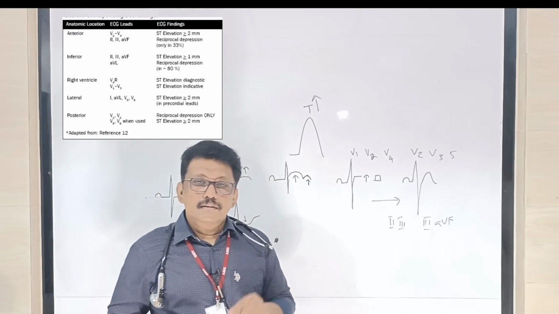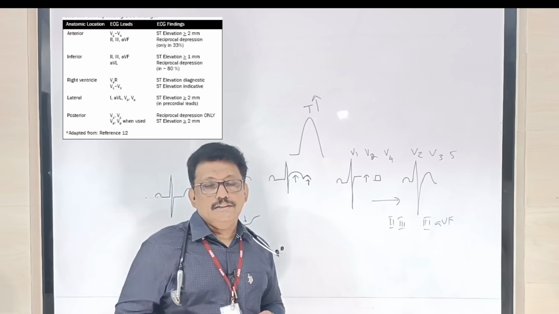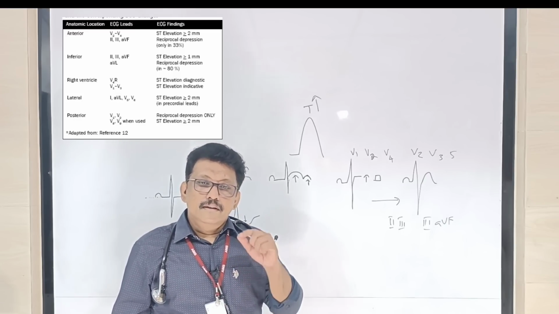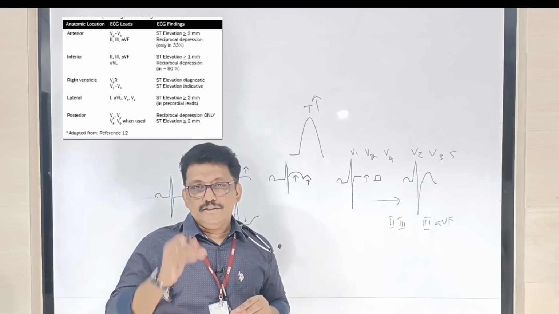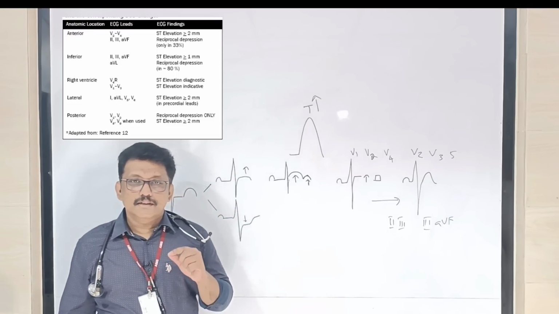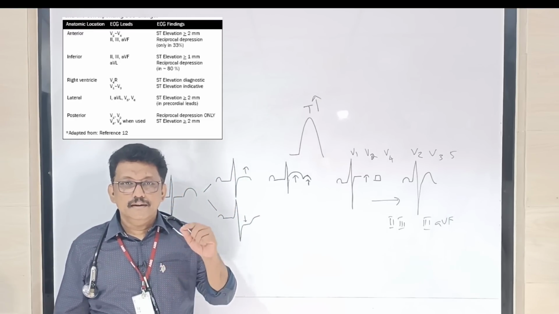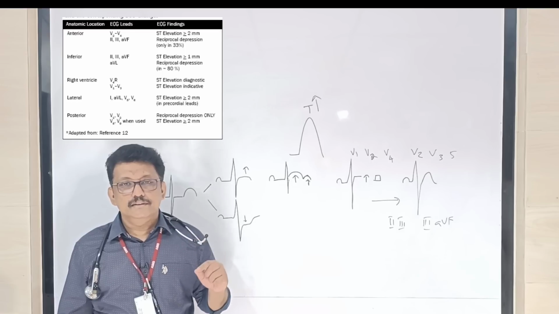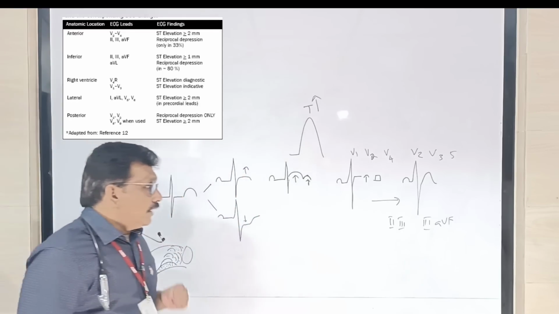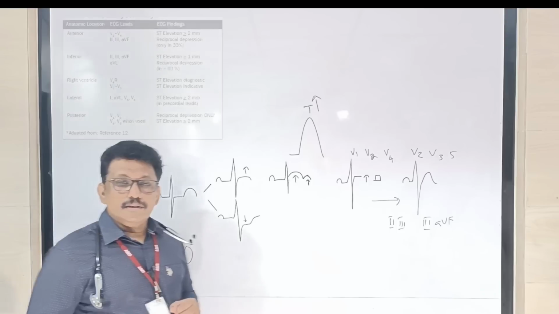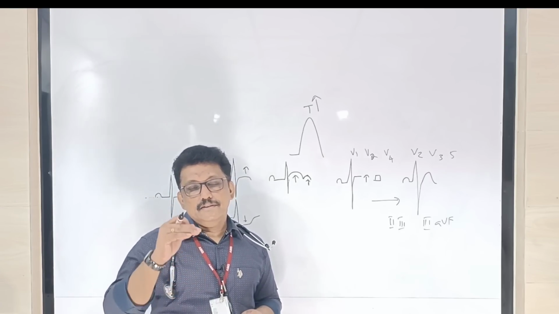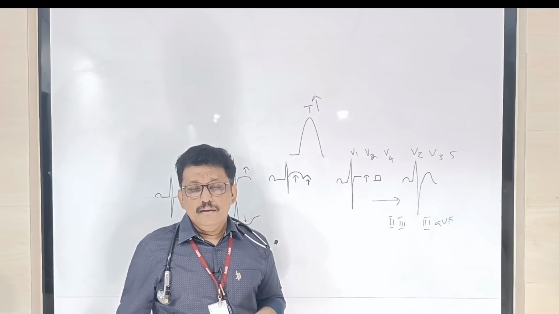So for example, suppose somebody is coming with severe chest pain, we are taking an ECG, we are getting lead 2 and lead 3 ST elevation, then we can diagnose it as acute myocardial infarction in the inferior leads. Lead 2 and 3 is elevated. Now how do you diagnose it in the emergency room? When somebody is having severe chest pain, we are taking an ECG and we are seeing ST elevation in V2, V3.